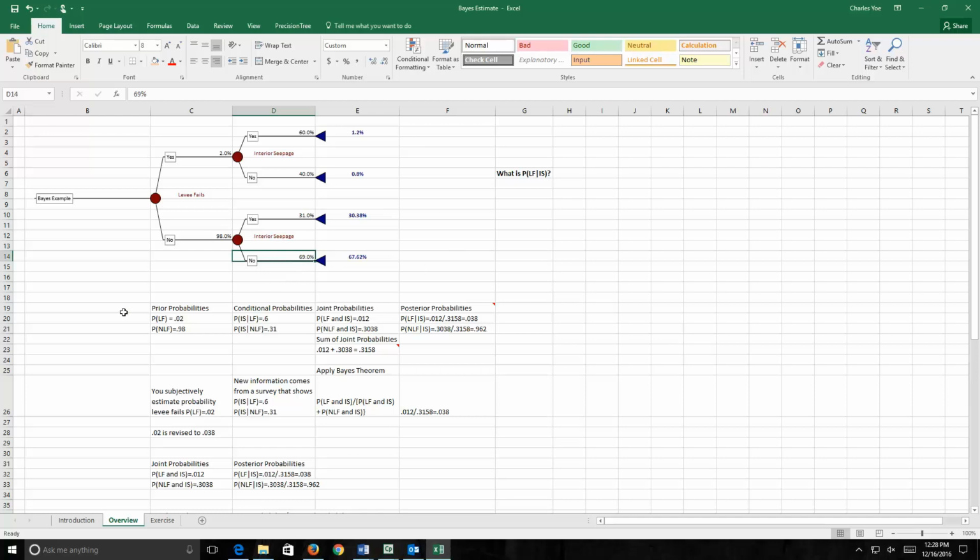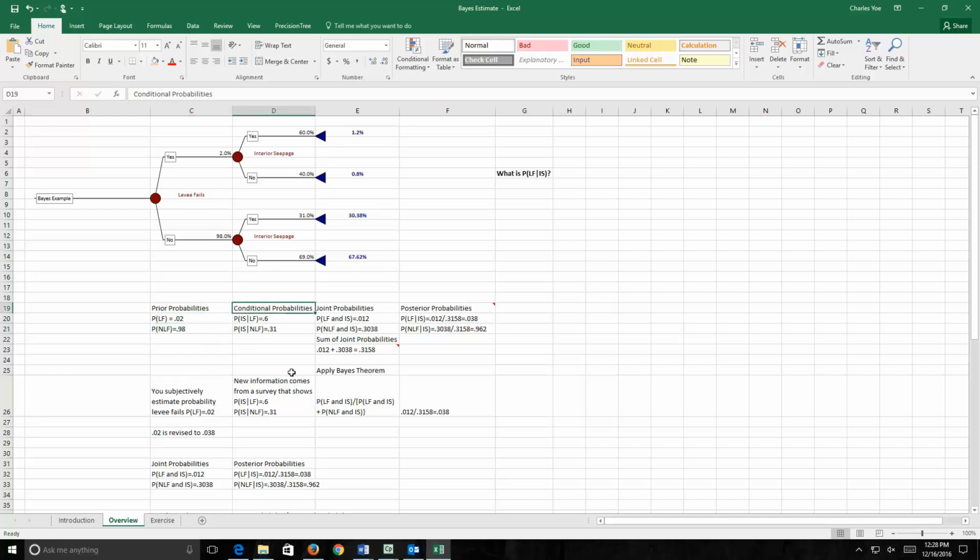So let's review what we have here. We're going to begin with a little bit of terminology, and the first term we're going to look at would be prior probabilities. This is the information that we begin with, and if you begin with no information, you would generate it subjectively, or possibly in an expert elicitation. But the probability that a levee fails is 2%. The probability of no levee failure is 98%.